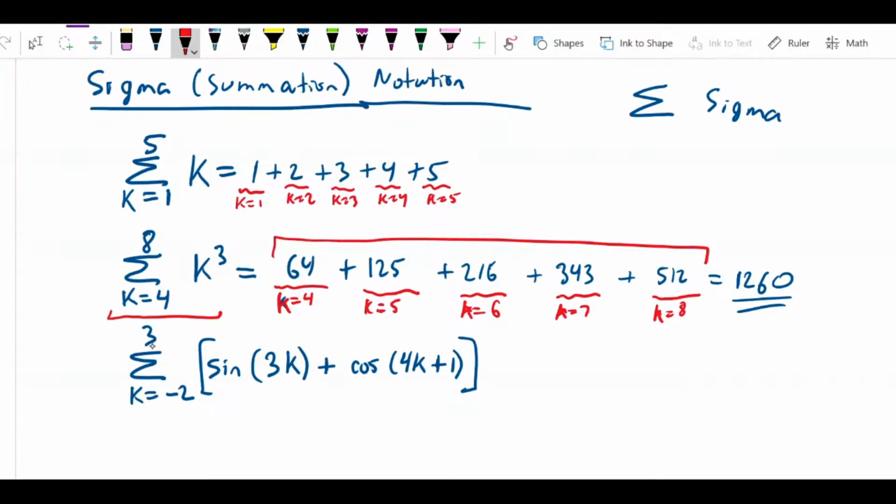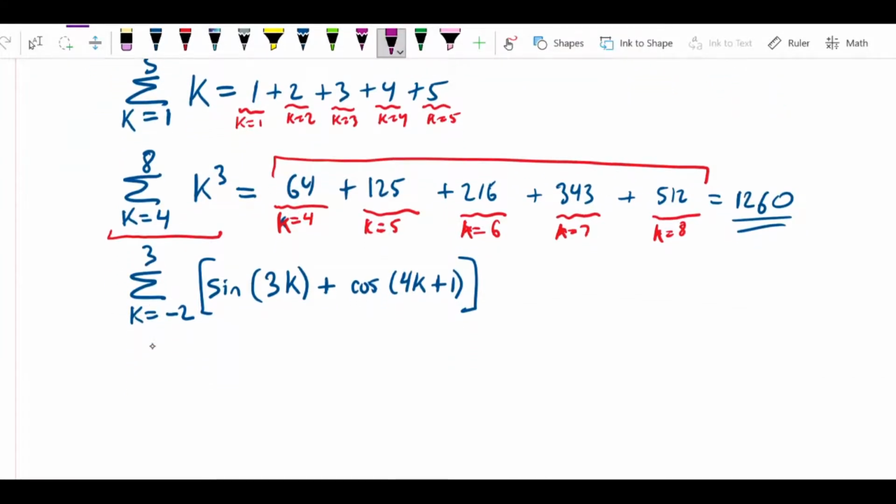A slightly more complicated example would be something like this, where the thing that we're going to replace the integers with is a more complicated function: sine of 3k plus cosine of 4k plus 1. So this is going to be sine of 3 times negative 2, which is negative 6, plus cosine of negative 8 plus 1, which is negative 7. Don't worry about the fact that we don't really know off the top of our head what the sine of negative 6 radians and cosine of negative 7 radians are. It doesn't matter. I'm just going to zip through the algebra here.